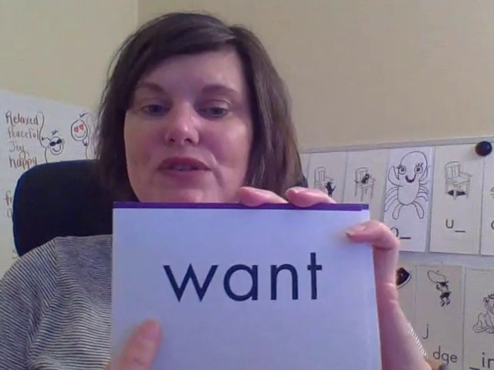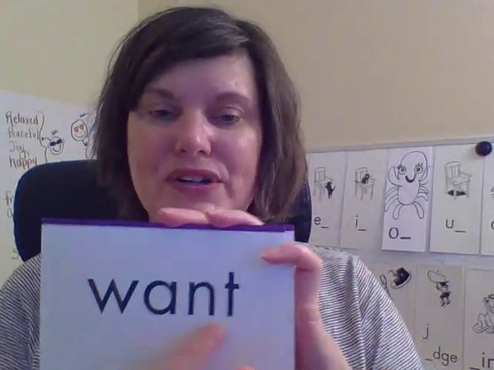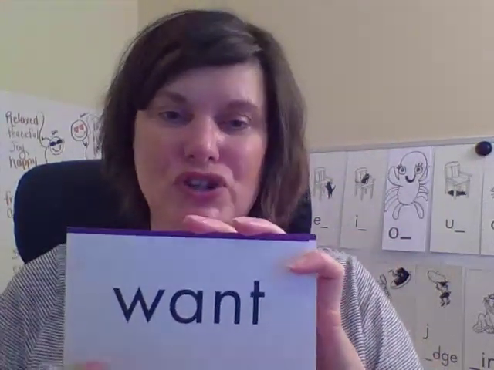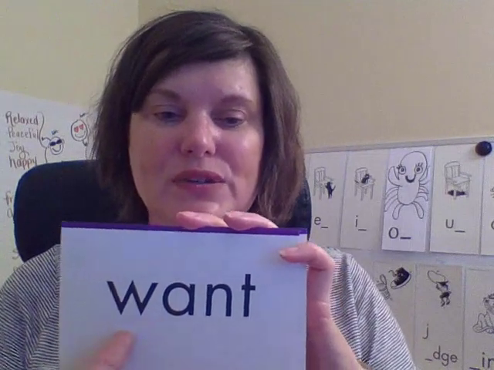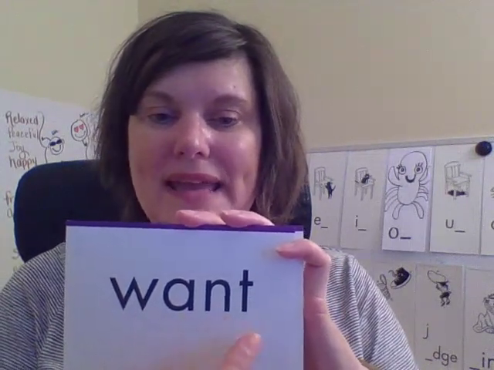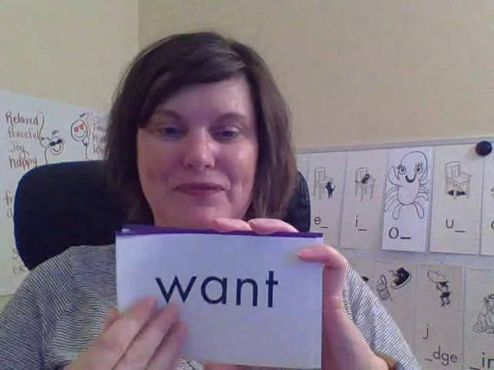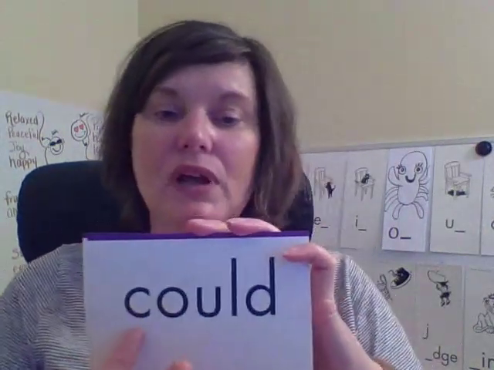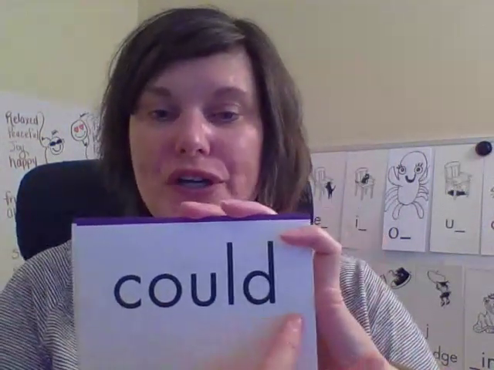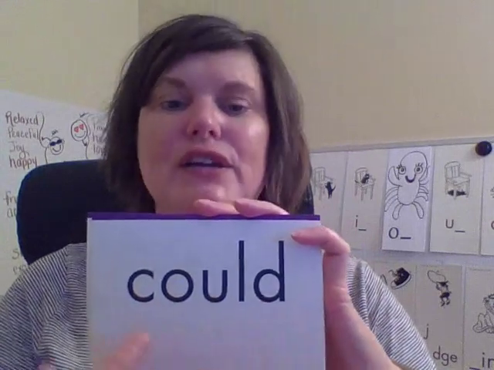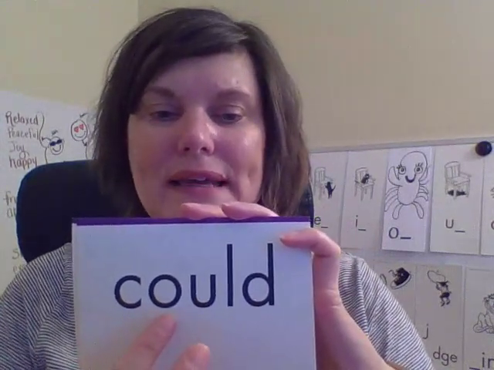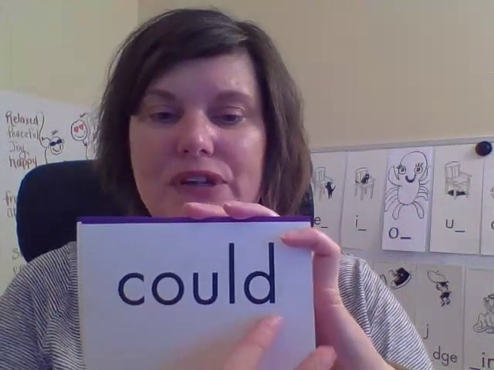Let's practice some sight words. I have 3 new sight words for you. The first one is want. I want to go for a walk. Let's spell it. W-A-N-T. Want. Very good. The next one is could. She could go for a walk. C-O-U-L-D. Could.